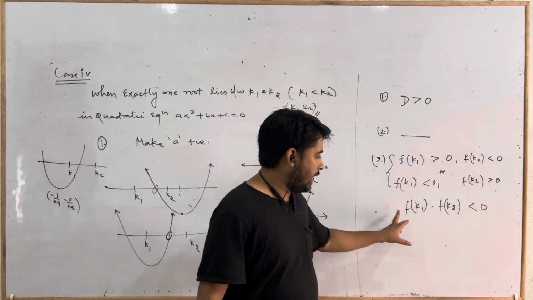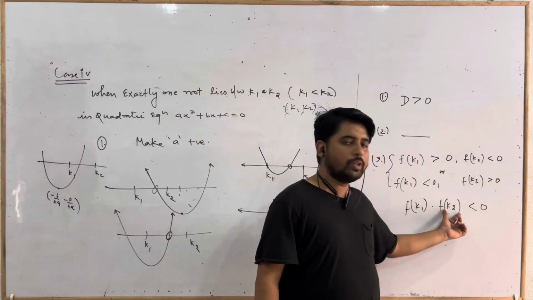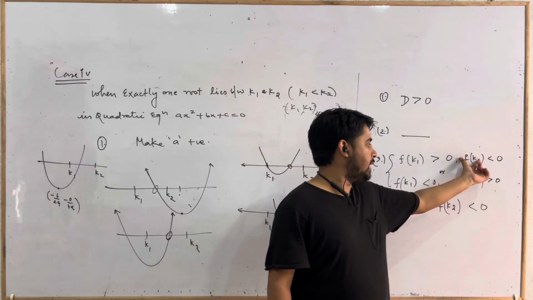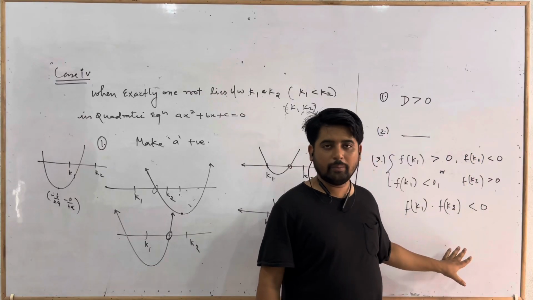Right. Here I can combine this, because if f(k1) into f(k2) is less than 0, one should be positive and one should be negative. One is positive, one is negative; one is negative, the other is positive. So here I can combine.